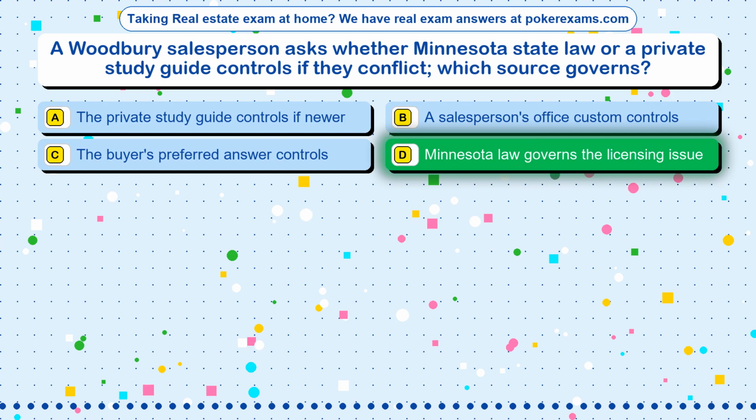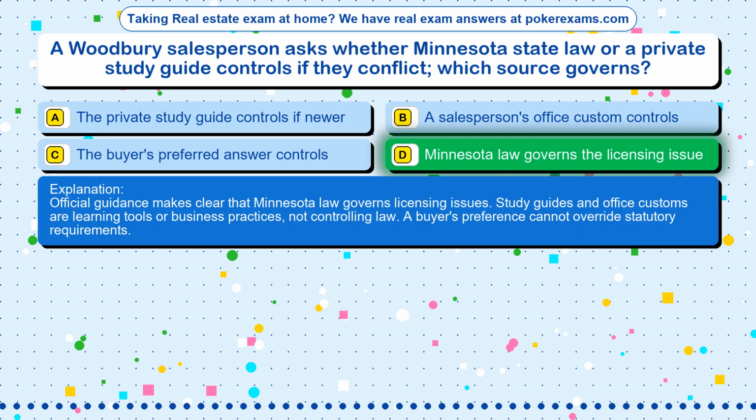The correct answer is option D. Minnesota law governs the licensing issue. Official guidance makes clear that Minnesota law governs licensing issues. Study guides and office customs are learning tools or business practices, not controlling law. A buyer's preference cannot override statutory requirements.